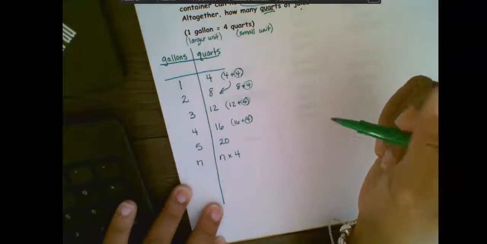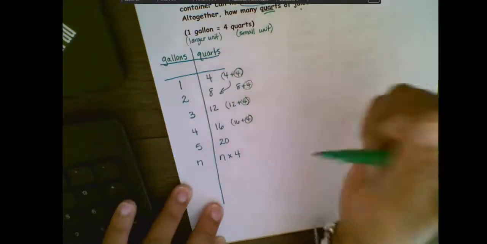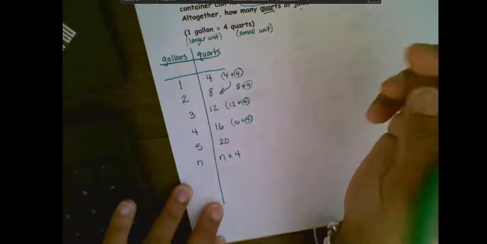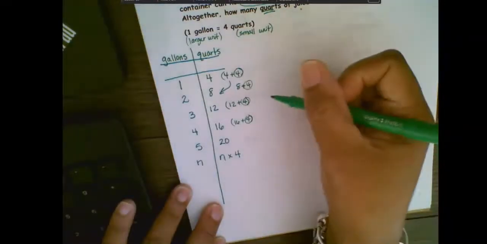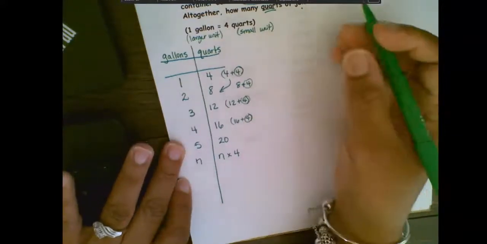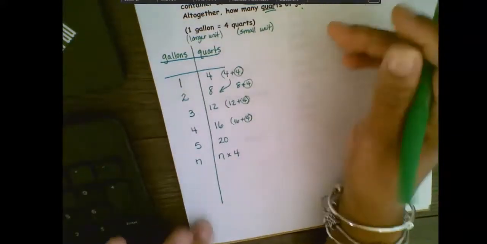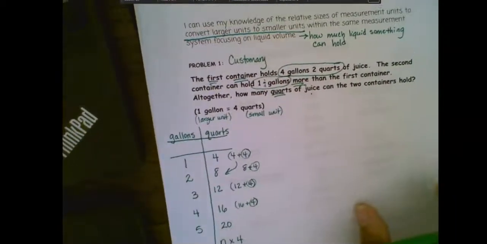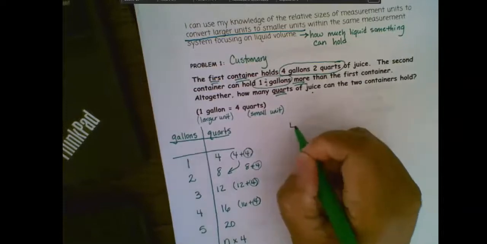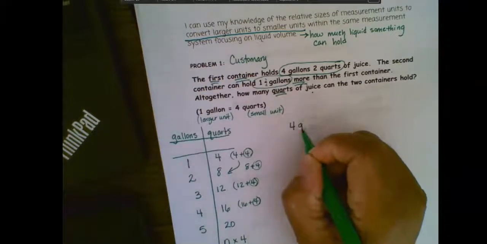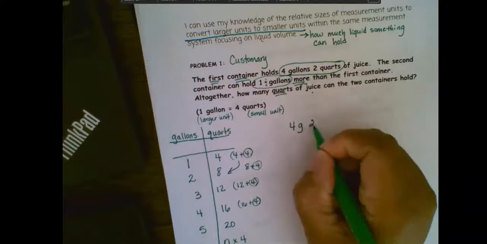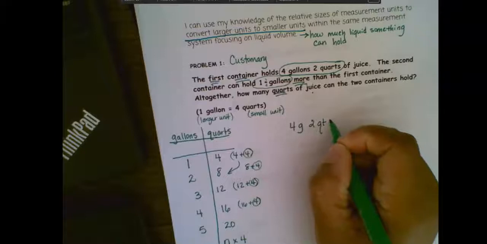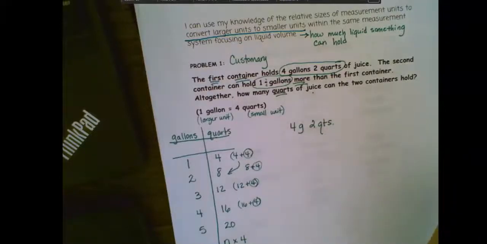So in this case, I know that I had 4 gallons. Now I right away in the problem can go back up here to my problem, and I have 4 gallons and 2 quarts. I have 4 gallons and 2 quarts.